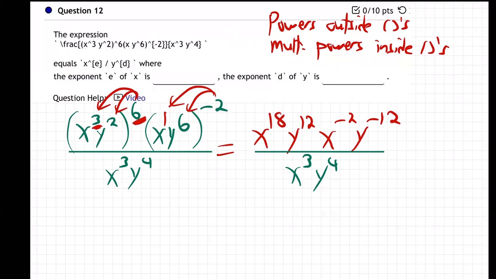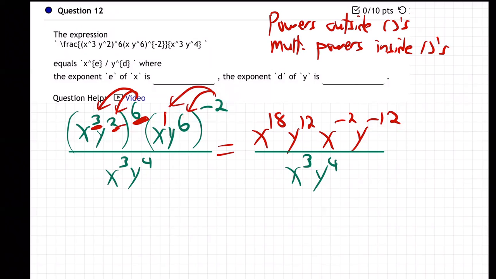Let's try that again. So 6 times 3 is 18. 6 times 2 is 12. Okay, there. And then minus 2 times 1 is minus 2, and minus 2 times 6 is minus 12. Yeah, now I've got it right, right? So powers outside parentheses multiply powers inside parentheses.